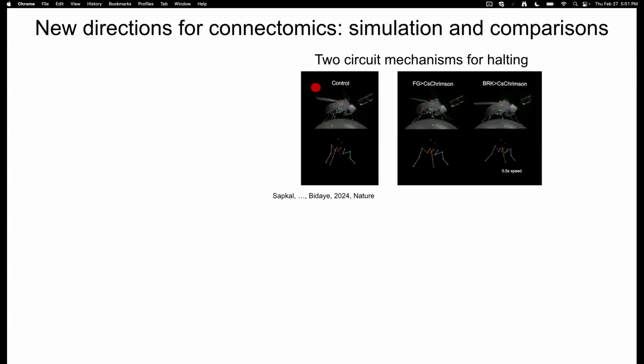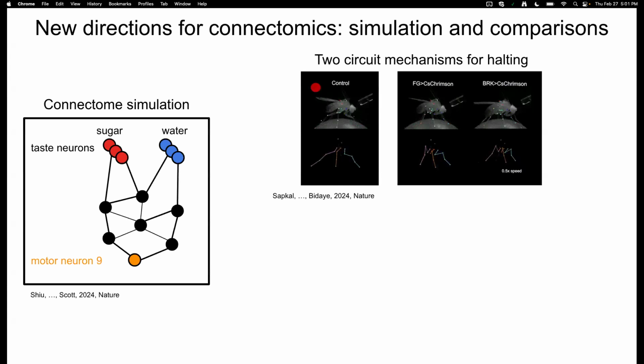And what they found by simulating the connectome locally is that these are two different kinds of halting. One is that the fly is using when it's feeding and it wants to just halt and to eat. And the other one is literally stopping while running. So there are two different mechanisms in the circuit that allow the fly to stop. And they could find that out through the connectome.